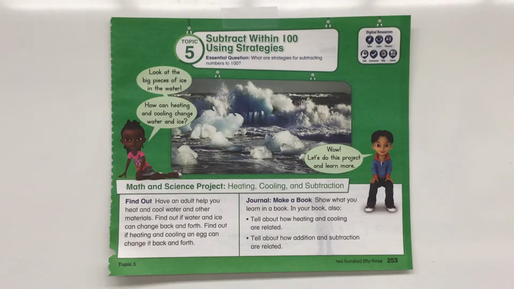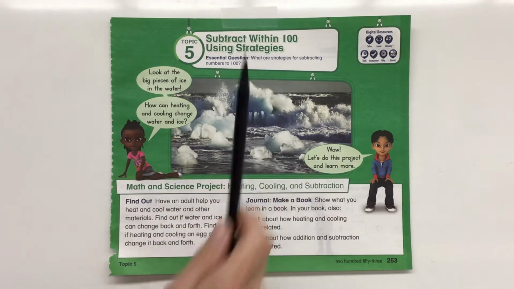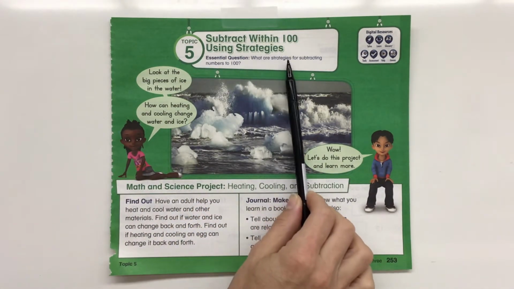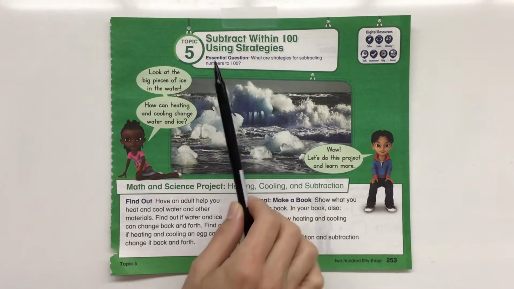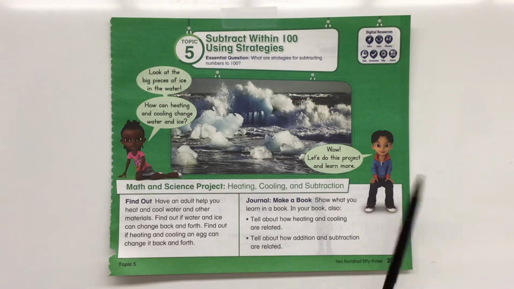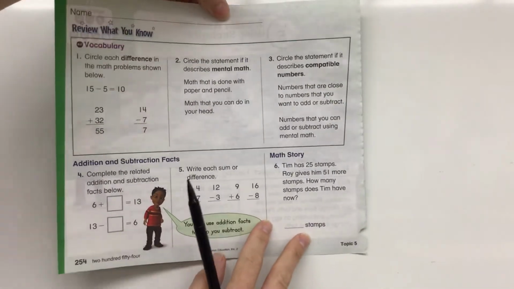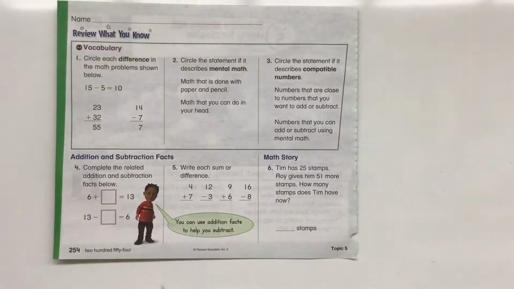All right, this is our second grade math. We're introducing topic 5, subtracting within 100 using strategies. What are strategies for subtracting numbers to 100? So this is a math and science project you can do on your own if you'd like to, but let's go ahead and get started with reviewing our vocabulary that we need to have going into this topic.